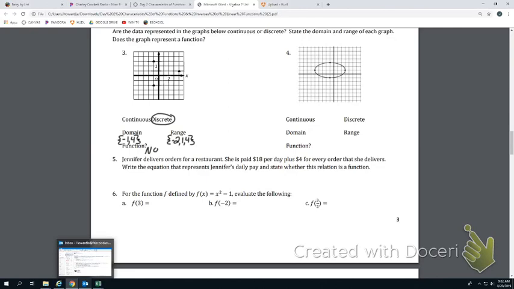This is another way that you can tell whether it's a function or not in the case of discrete data. If you have more y values than you have x values, then it's not going to be a function. Because somehow those two x values have to account for all 3 of those y values. That means one of them's repeating.